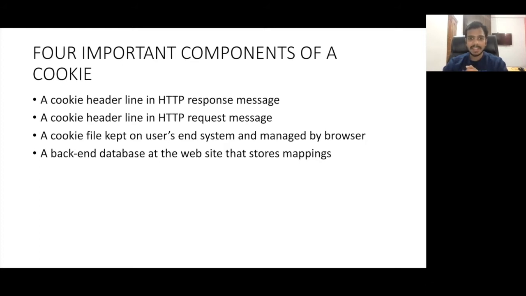The fourth component is a backend database at the website that stores the mapping. See, there is one file on the browser that stores the cookies. There is one more database at the server side also, where they can store which user is associated with this cookie. And they can also store all the data related to that cookie in the web server database.